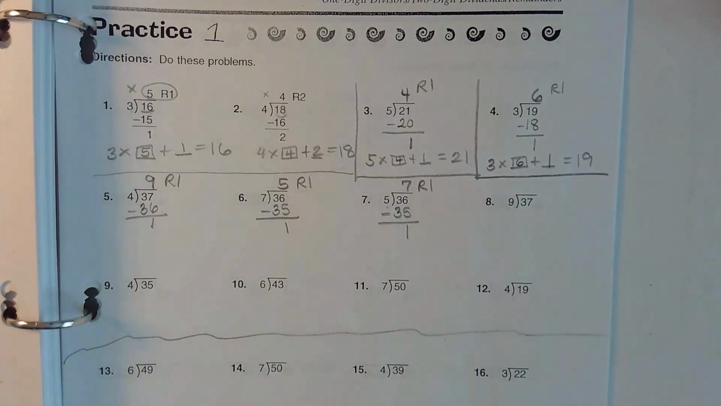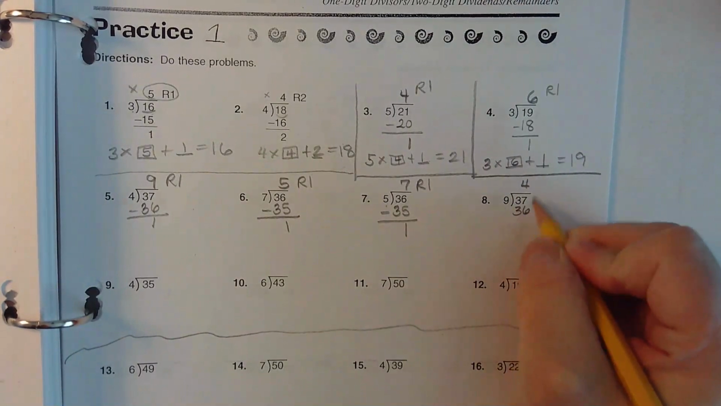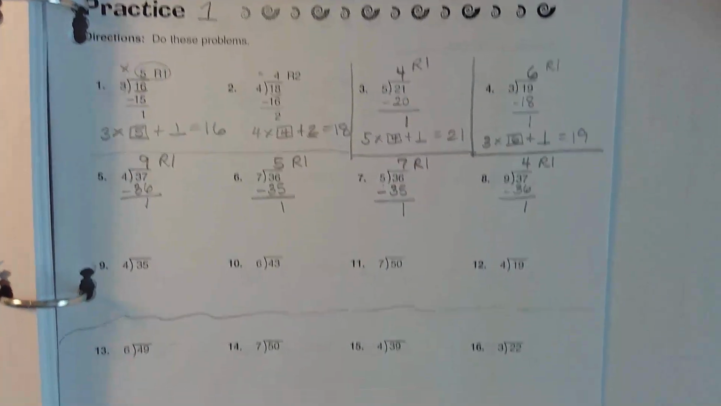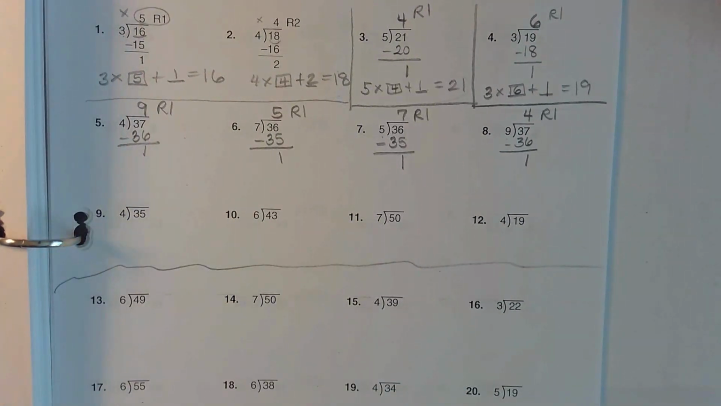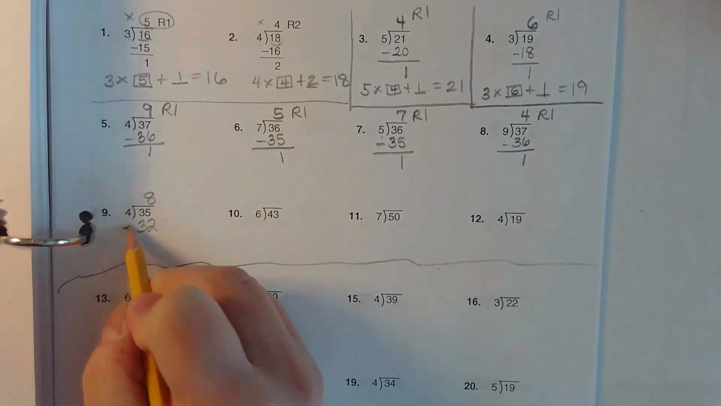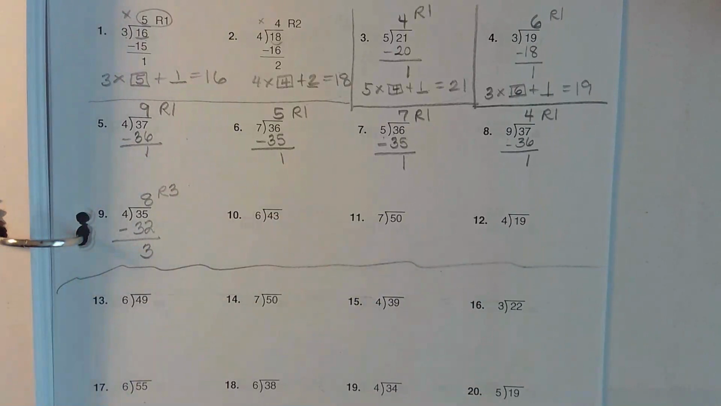Let's try this one. Think about your 9s times tables. 9, 18, 27, 36. 9 times 4 is 36. Subtract to get your remainder, which is 1. Okay? Now we are right here. 4 divided into 35. Count by 4s. 4, 8, 12, 16, 20, 24, 28, 32. I counted 8 times. 8 times 4 is 32. Subtract 32 from 35. That gives us our remainder, 8 R 3.